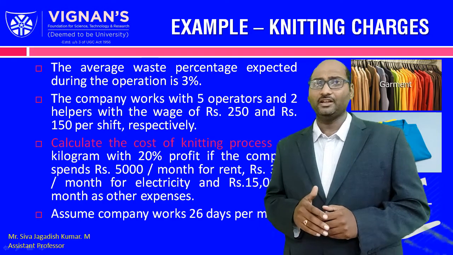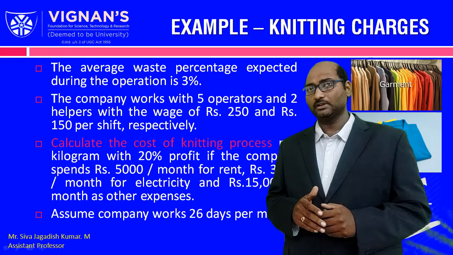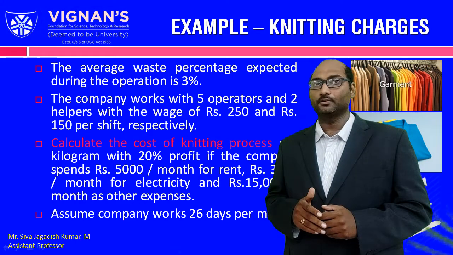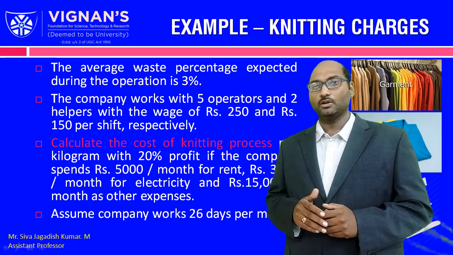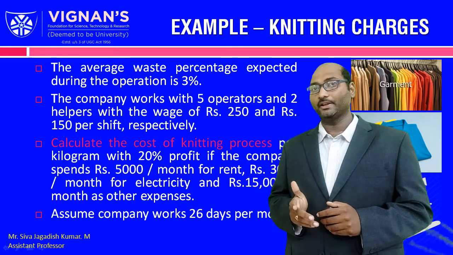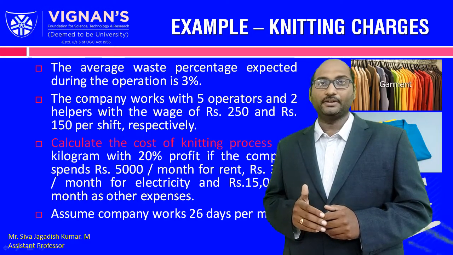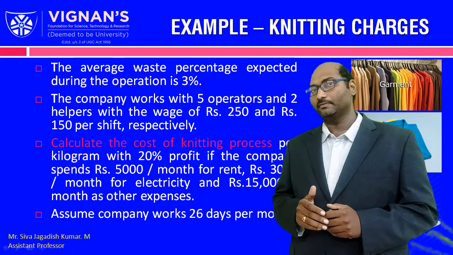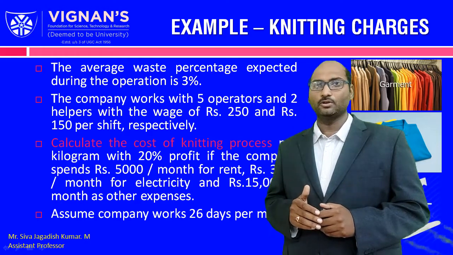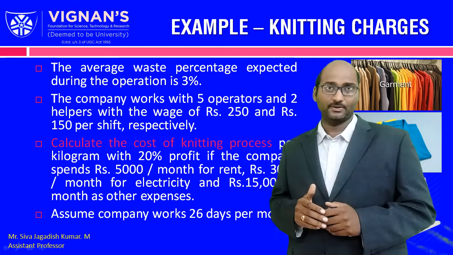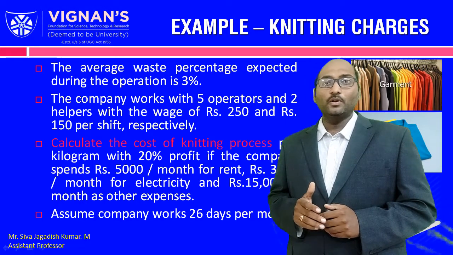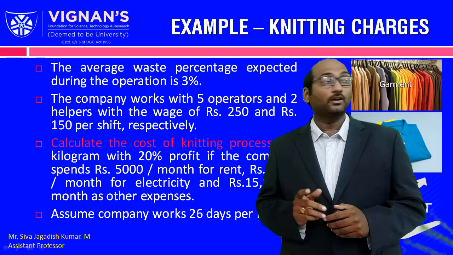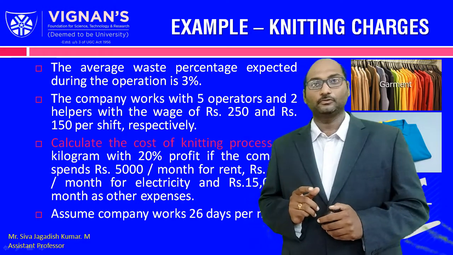Now we should calculate the cost of the knitting process per kg, expecting a 20% profit for the company, which also spends on overheads: 5,000 rupees per month as rent, 3,000 rupees for the electricity bill, and 15,000 rupees as other incidental expenses. Considering 26 working days in a month, we need to calculate the cost of knitting.